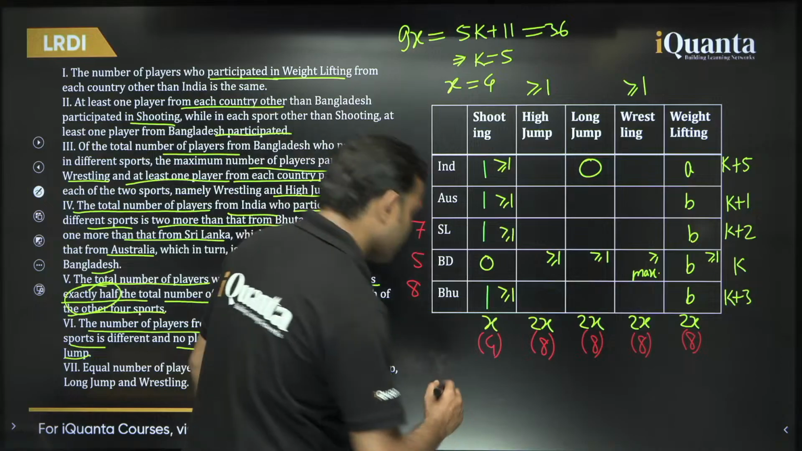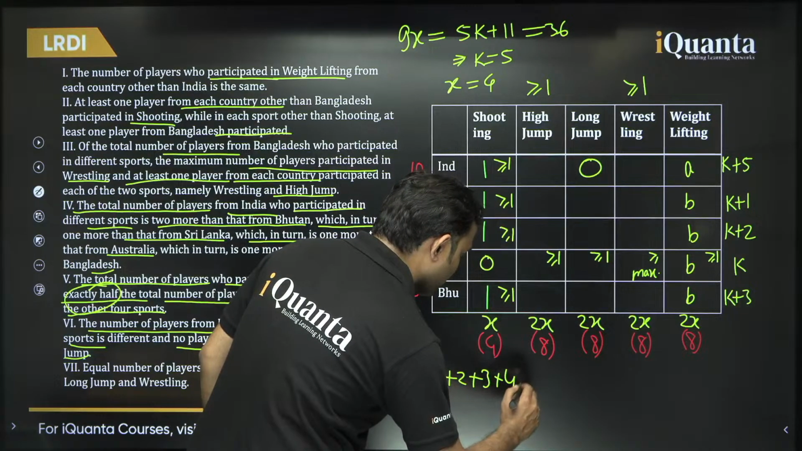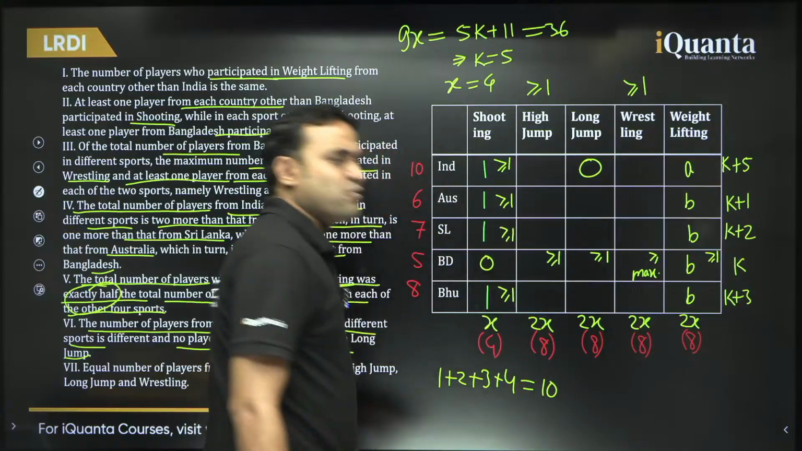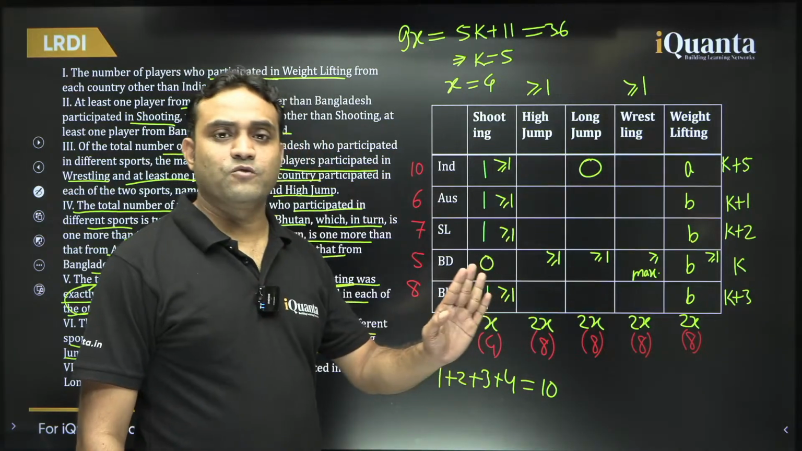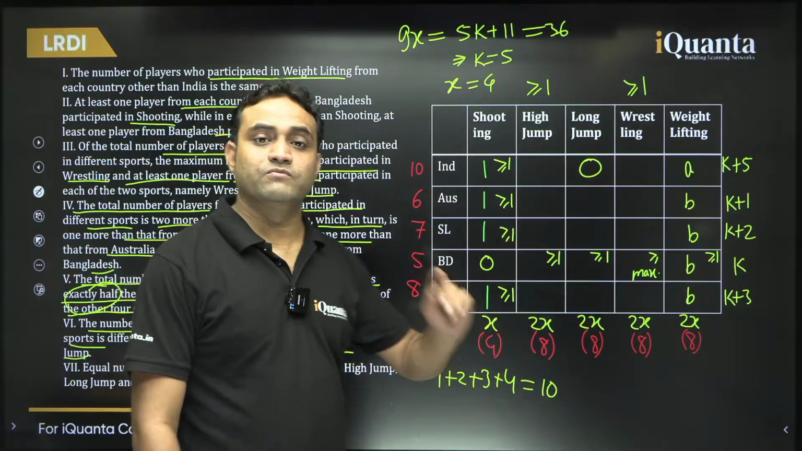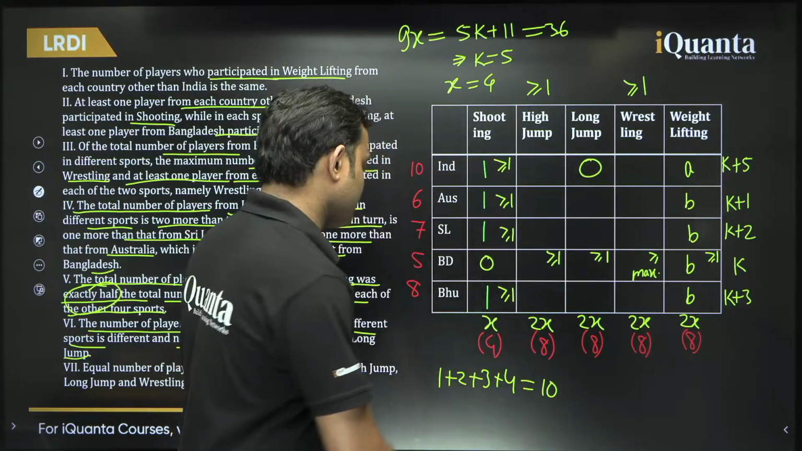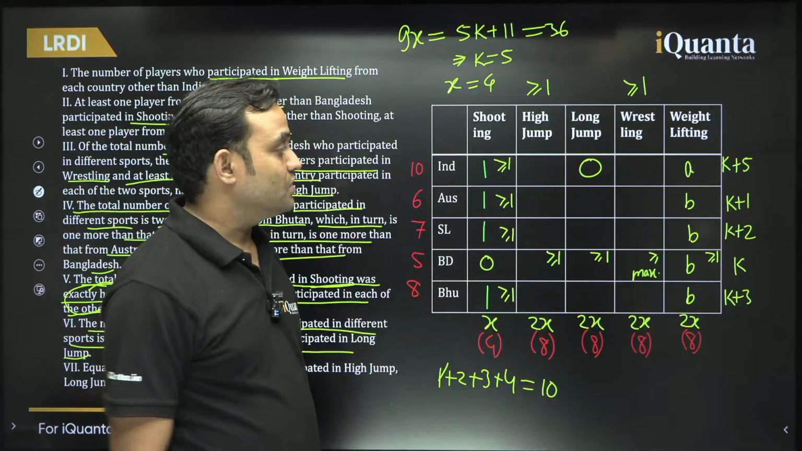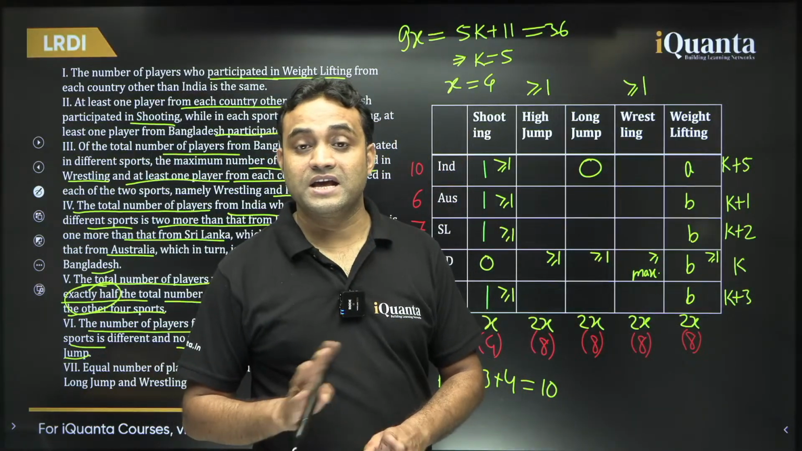Can I say those values are 1 plus 2 plus 3 plus 4? If you take the least 4 natural numbers, the sum is 10. If all the values are distinct, the least sum will be 10. So these values are 1, 2, 3, 4, of which we have already taken 1. Now we know that A must be 2, 3 or 4.